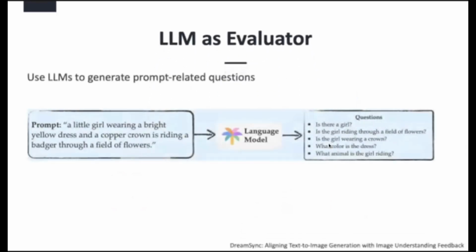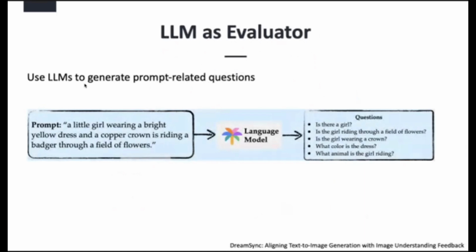And then is large language models as evaluator. So we can use large language models to evaluate the generated quality of our models. For example, given a prompt: a little girl wearing a bright yellow dress and a crown, crying, is riding a badger through a field of flowers. We ask the large language models to generate a few questions about the detailed attributes of the prompt. For example, is there a girl? Is there a girl riding through a field of flowers? Is the girl wearing a crown? Questions like that.